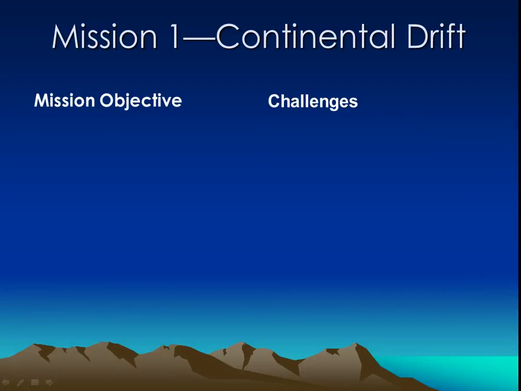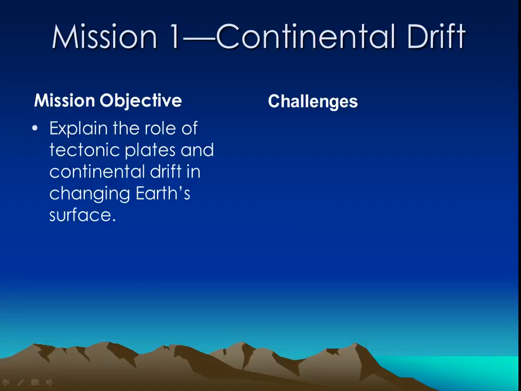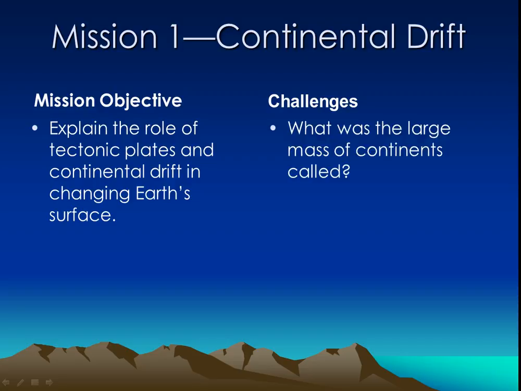Mission 1 will be on continental drift. Our mission objective is to explain the role of tectonic plates and continental drift in changing Earth's surface. Our challenge questions, which you'll need to have answered prior to moving on to Mission 2, are: What was the large mass of continents called? What was its name? What is the definition of continental drift?